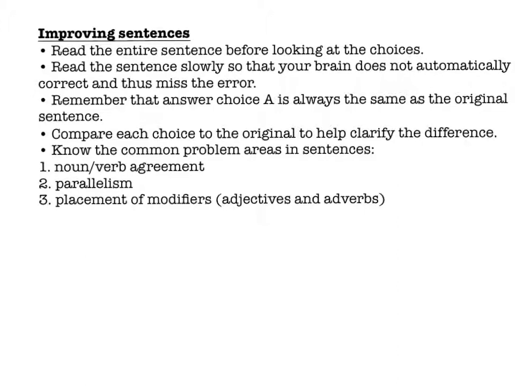Next, improving sentences. That's when you have one or two words that you underline. You've got to figure out which word to actually highlight or change. Again, read your entire sentence. You want to read it slowly so you don't automatically correct an error and thus miss it. A will always be the same in this case. Okay. You also want to compare each choice to the original to clarify the difference, meaning you want to read each sentence with the new word that you think might be wrong and try to correct the sentence from there. Okay. We'll go over these three in the next few slides.